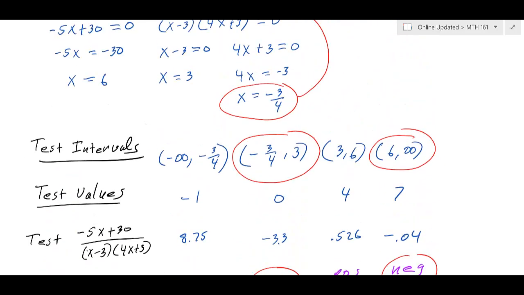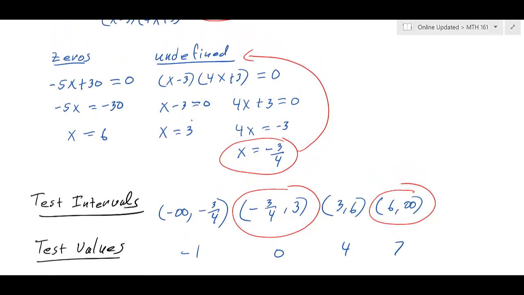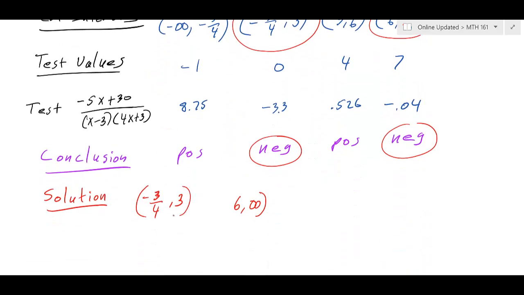The +3, well, the +3 is also where the inequality is undefined. So again, we would use parentheses.